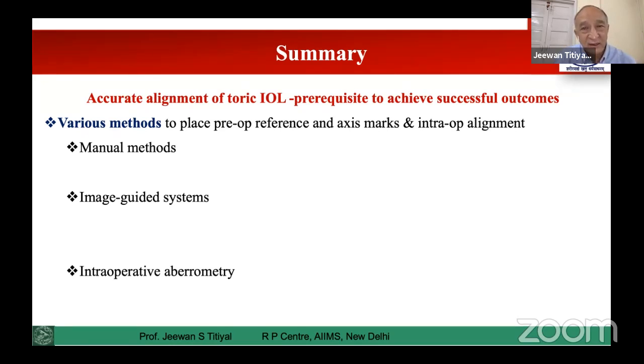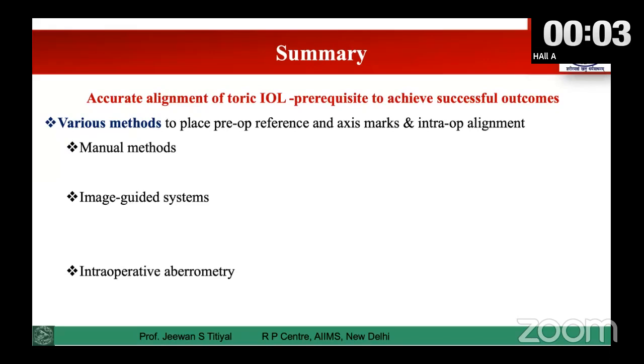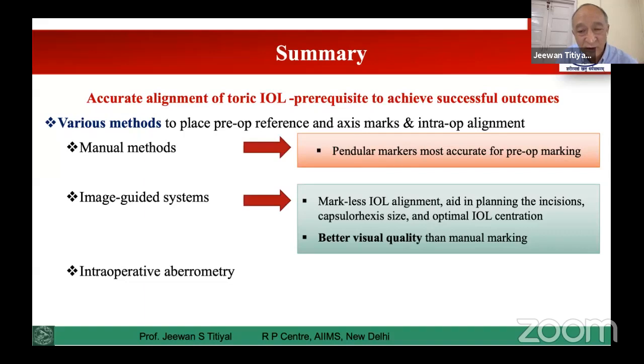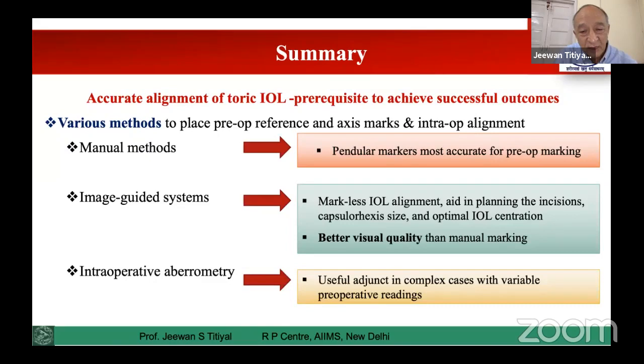To summarize the entire talk, I know that manual methods are not superior to image-guided systems for better visual quality and outcome. It's been, I think, a mandatory part for people who are doing premium IOL surgery to have an image-guided system with them. Intraoperatively, if you have aberrometry like the ORA system, it may help you in assessing your toric IOL power and its alignment, especially in a post-refractive surgery, post-RK patient, where you had difficulty in getting a topographic or tomographic calculation of corneal toricity power.